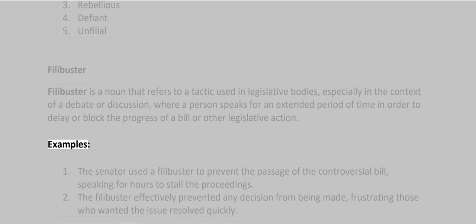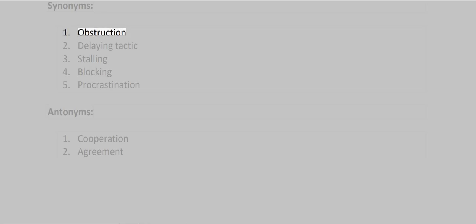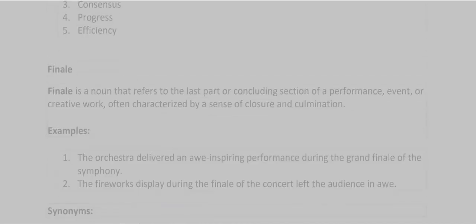Examples. 1. The senator used a filibuster to prevent the passage of the controversial bill, speaking for hours to stall the proceedings. 2. The filibuster effectively prevented any decision from being made, frustrating those who wanted the issue resolved quickly. Synonyms: 1. Obstruction. 2. Delaying tactic. 3. Stalling. 4. Blocking. 5. Procrastination. Antonyms: 1. Cooperation. 2. Agreement. 3. Consensus. 4. Progress. 5. Efficiency.